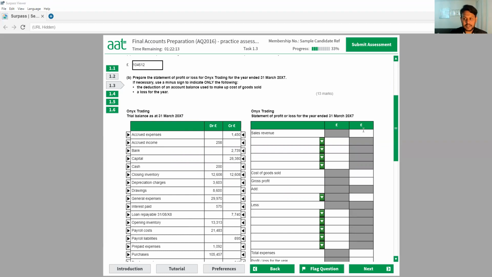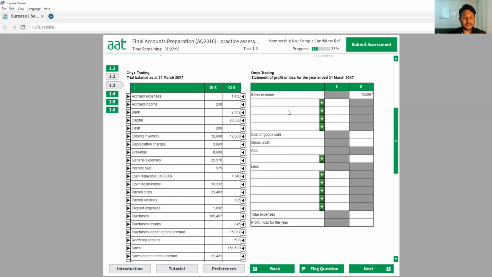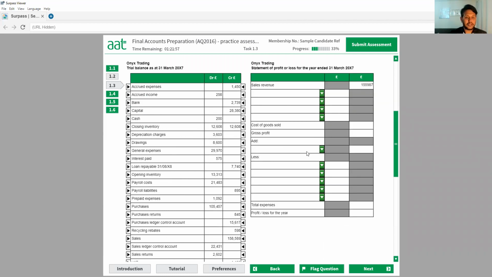Okay, so let's start with the sales revenue that we have just done. So we said 155,987. This is the one we have just calculated. Then once we have the sales revenue, the next thing we'll do is find the cost of sales. We have a formula for the cost of sales, that is opening inventory plus purchase less closing inventory. So you need to always remember this formula.